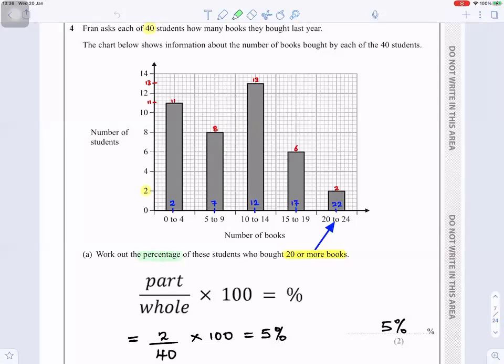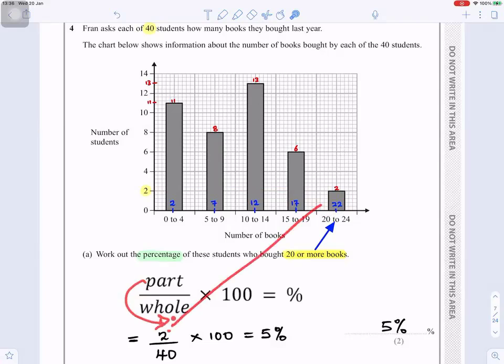We want to work out the percentage of students who bought 20 or more books. We use this formula. I've circled it there. Part divided by whole, times 100, gives you the percentage. So how many students bought 20 or more books is the part. And looking at the graph, that says 2. So there are 2 students between 20 and 40 who bought 20 or more books. So we put 2.